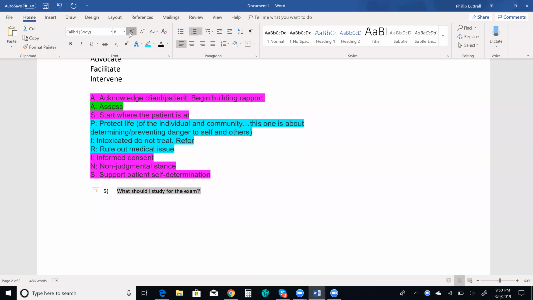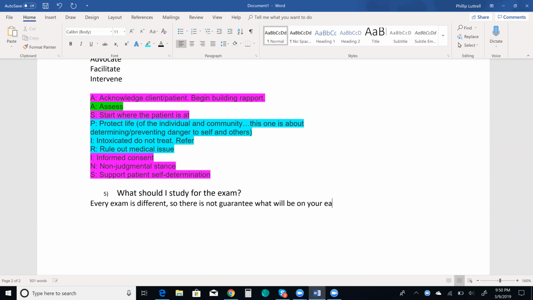That's a difficult question, because the truth is every exam is different. There's no guarantee what will be in the exam. Therefore, trust yourself. Be comfortable with not knowing certain topics and being able to break down questions, because that is the most transferable skill that you can use.